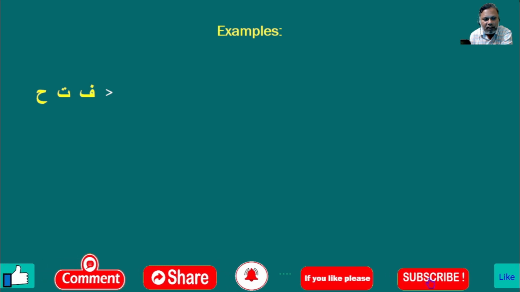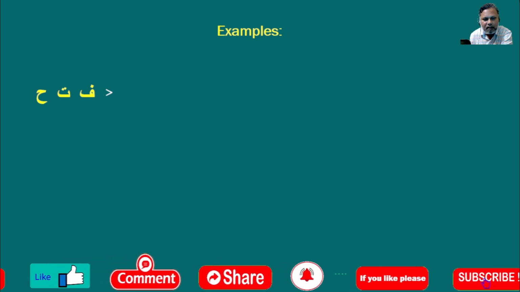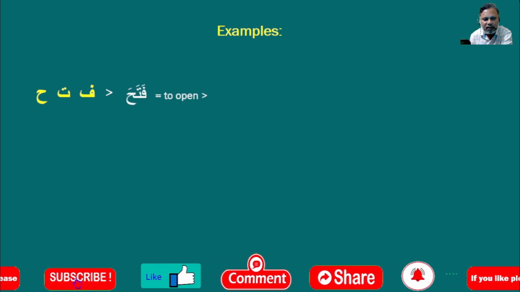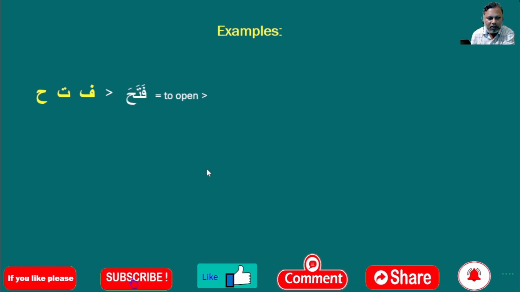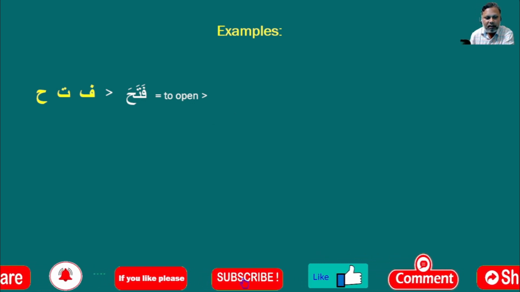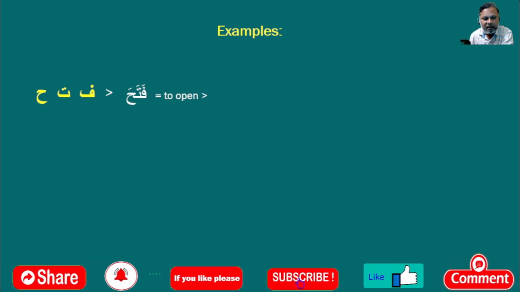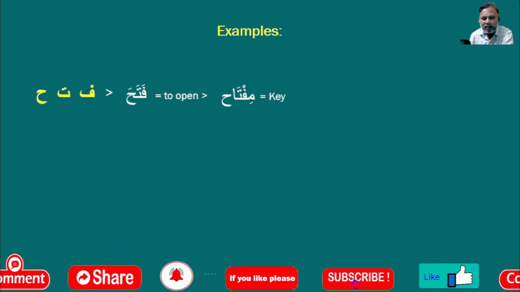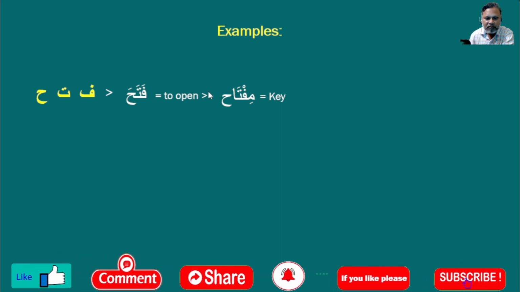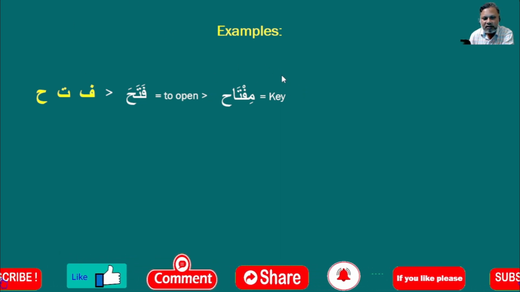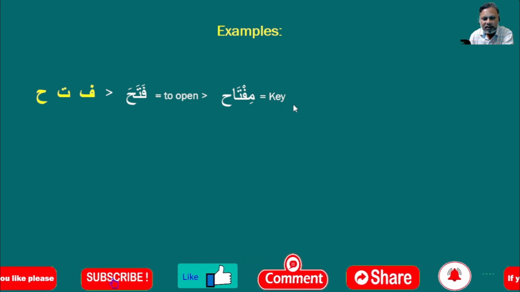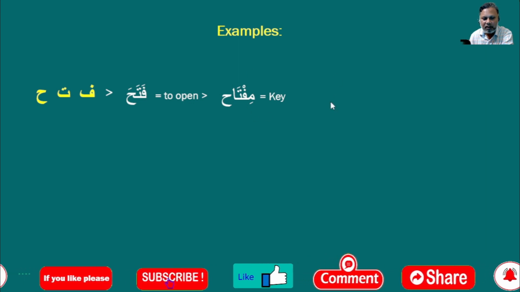Fa, ta and ha are the three root letters, and we can have a verb by using these three root letters, and it is fataha. Fataha means to open. Now we can make a noun from these three root letters, like miftahun. Miftahun means key. This is the noun that has been derived from these three root letters. That's why this noun is called derived noun.